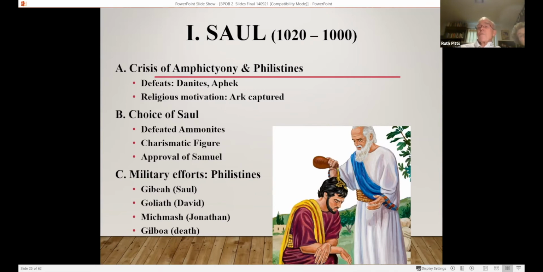And of course, David comes along and defeats Goliath, who represents the Philistines. Jonathan, who is Saul's son and David's best friend, is successful at Michmash. But in the end, as the Philistines strike to the north and Saul goes there, he's defeated at Gilboa. His sons are all killed. He's about to be killed and asks his attendant to kill him, who refuses. And so he falls on his own sword. So the Philistines factor in a big way in the experience of Saul.